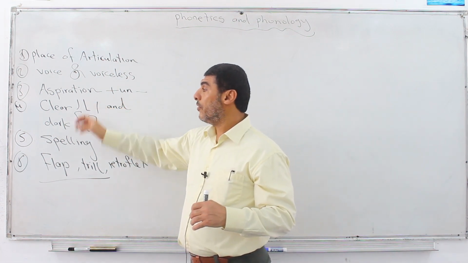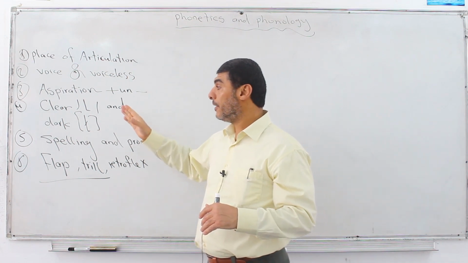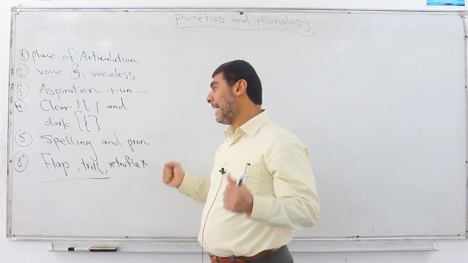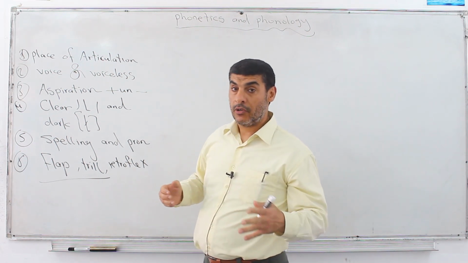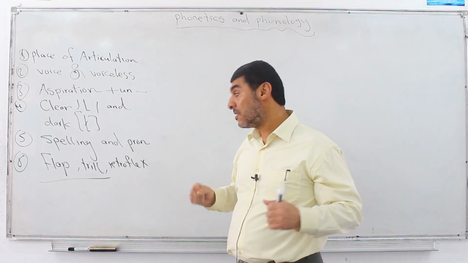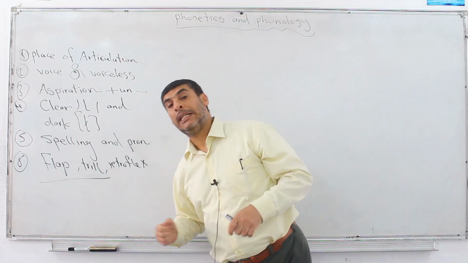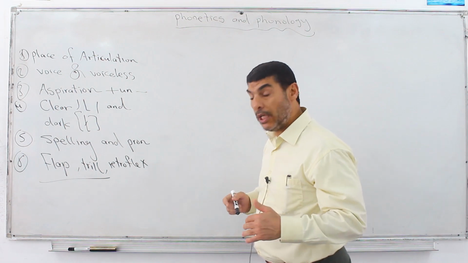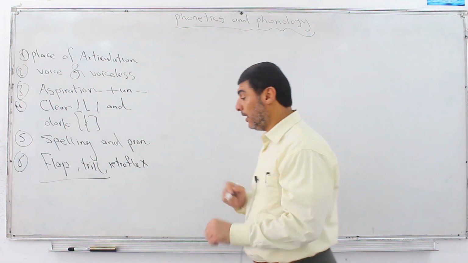And point number 3 is aspiration and non-aspiration. And point number 4, clear l and dark l. And number 5, some issues related to spelling and pronunciation. And the last point, we will finish with flap, trill, and retroflex. I'm going into these important issues in some detail. Okay.